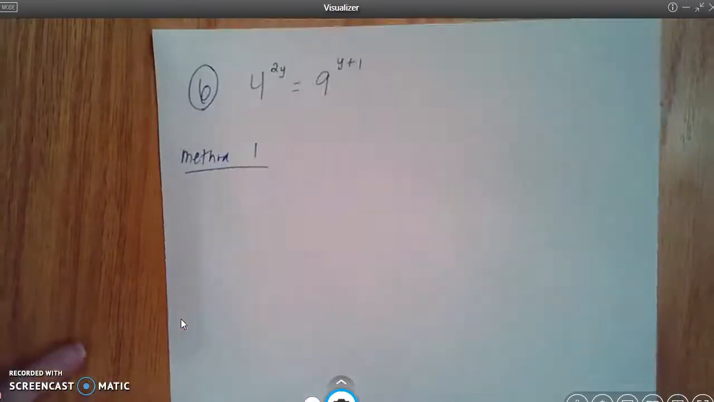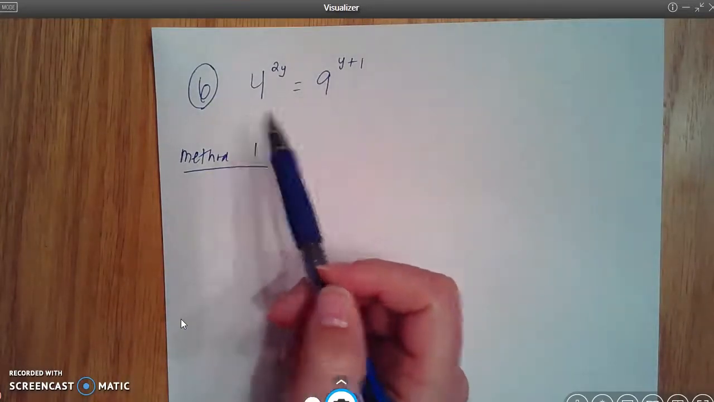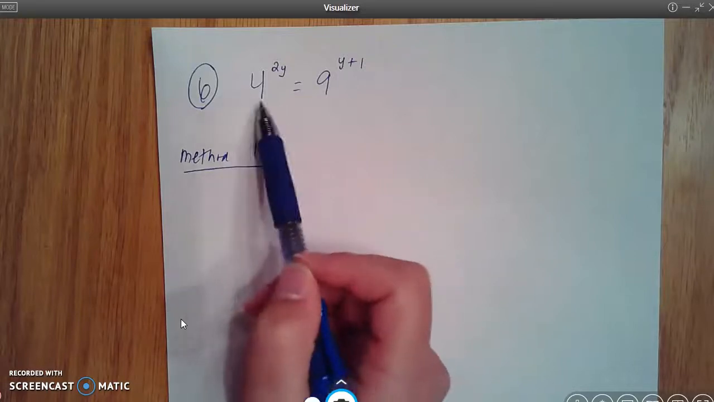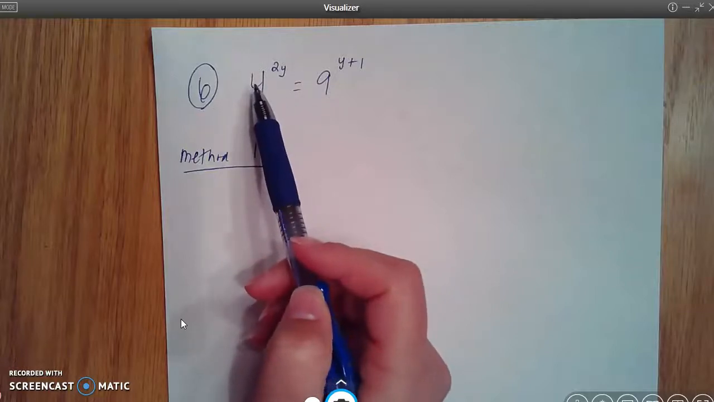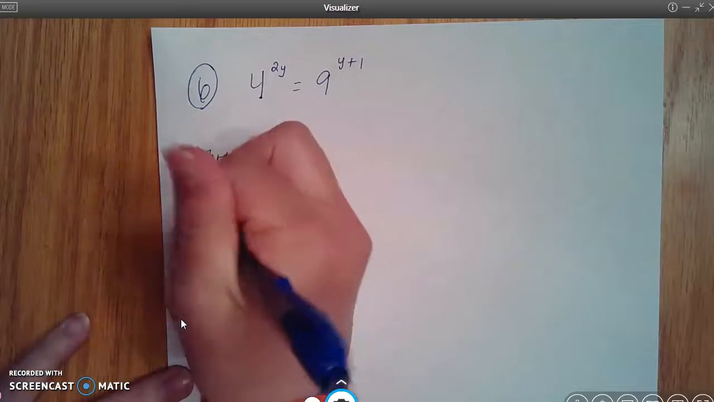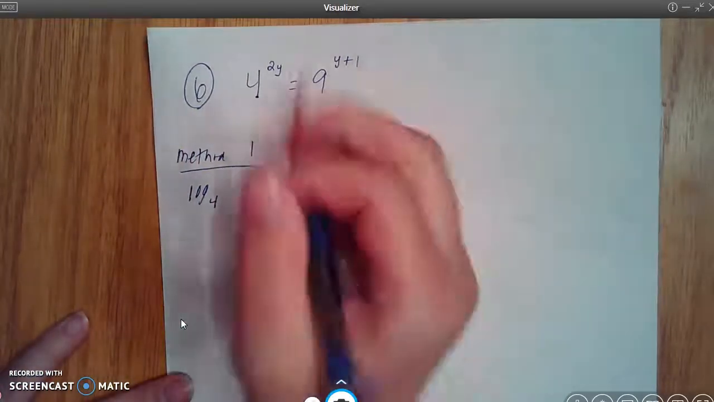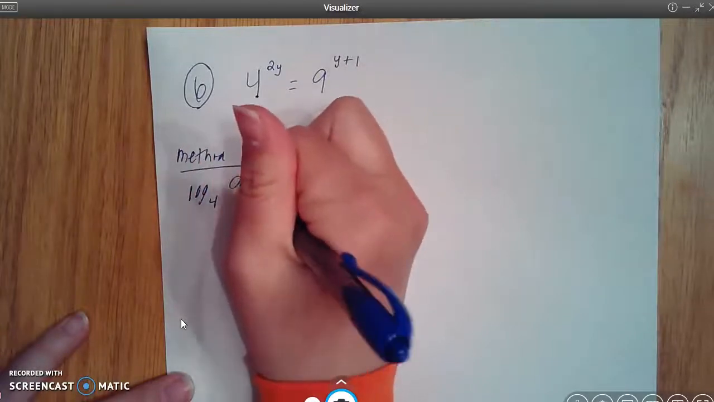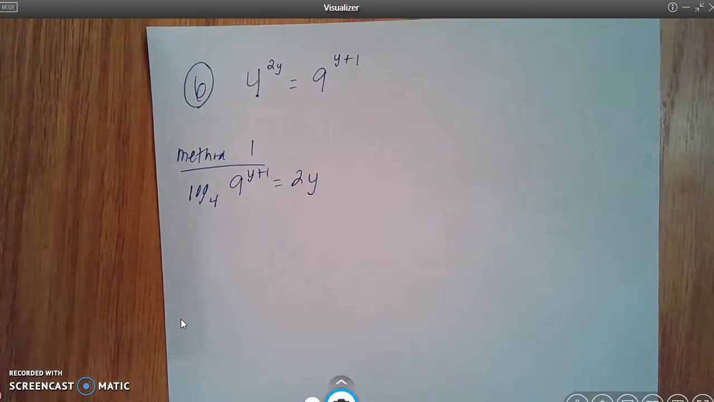method 1 is where you have whatever's being raised to the exponent isolated, and then you rewrite it in logarithmic form. So if you look at either of these, you just need to pick one side and go with it. I'm going to go with my left side because I think that's the easiest. I'm going to rewrite this in logarithmic form. 4 is my base, so when I go to rewrite this, my 4 will be my base. 4 is on the left, my 9 is on the right, so it's going to be log base 4 of 9 to the y plus 1 is equal to my exponent of 2y.